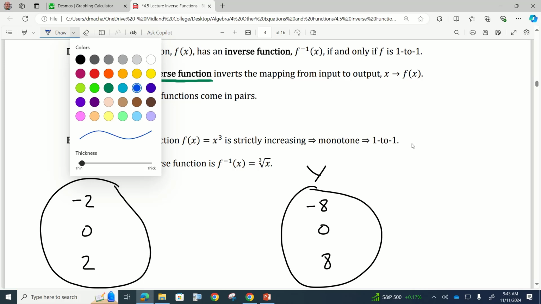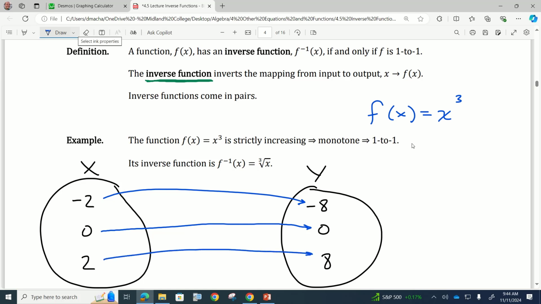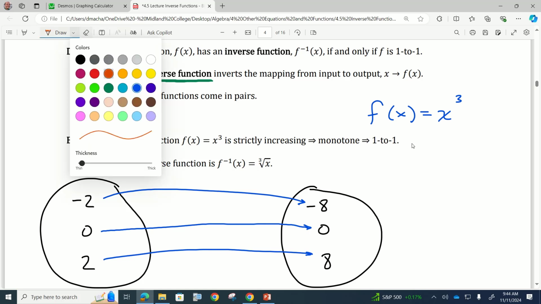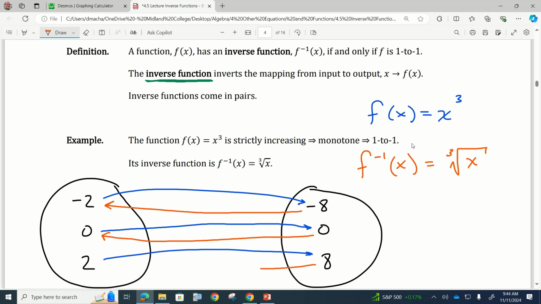And this time, let's say my function is f of x equals x cubed. The x cubed function would map -2 to -8. The x cubed function would map 0 to 0, and it would map +2 to +8. Well, what about the function cube root of x? That would map -8 to -2. That would map 0 to 0, and that would map 8 to 2. That's what I mean when I say the inverse function inverts the mapping from input to output.